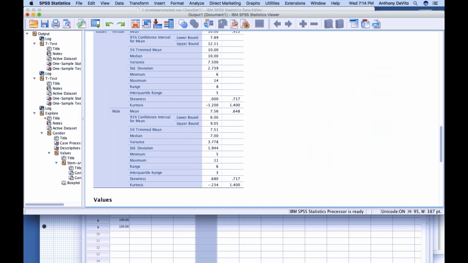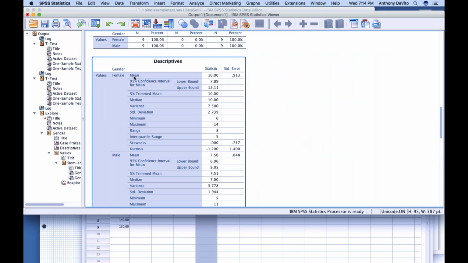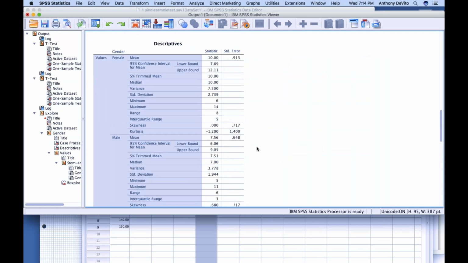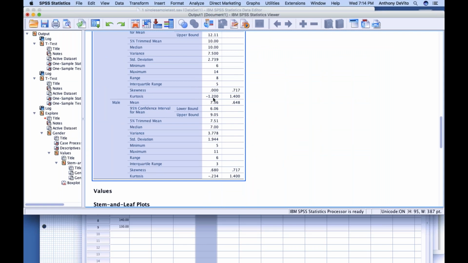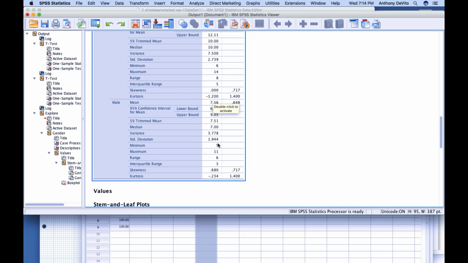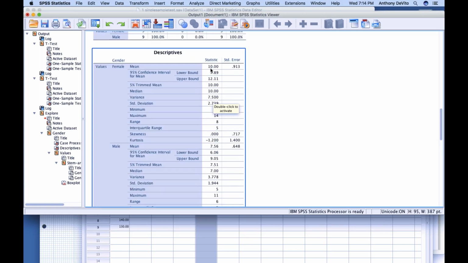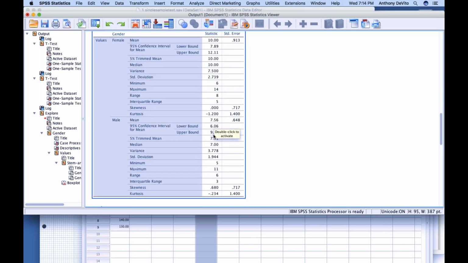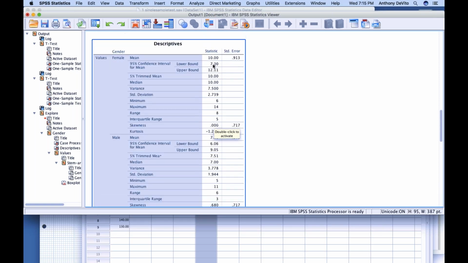Okay, and SPSS does that calculation for me, and indeed, the mean for the females is 10. The mean for the males is 7.56. It gives me a lot of other information about these two samples as well. But for the time being, that's what I'm interested in. The mean for females is higher than the mean for males. So now I want to see if with this data I can prove with 95% certainty, with less than a 5% chance of being wrong, that the means of these two populations, not the samples, but the populations, are different.